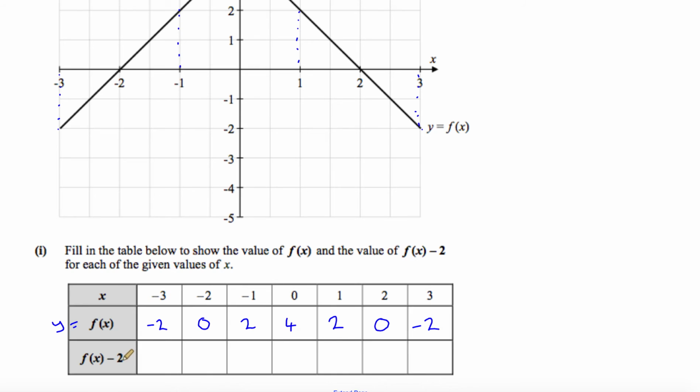Okay, so then we're asked to fill in the table for f of x minus 2. If these are the f of x values, and we want the f of x minus 2 values, we're just going to subtract 2 from each number here. So this number subtract 2 is minus 4. 0 subtract 2 is minus 2. 2 subtract 2 is 0. 4 subtract 2 is 2. Sorry, 2 subtract 2 is 0. 0 subtract 2 is minus 2. And minus 2 subtract 2 is minus 4. So now we've completed the table.